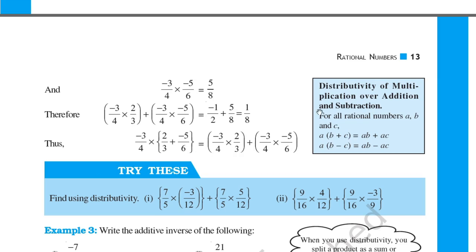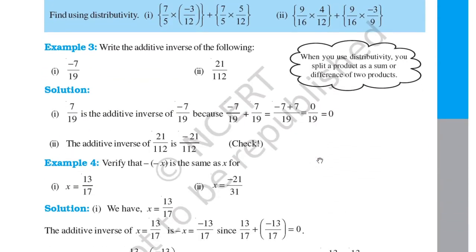So this is the distributivity of multiplication over addition and subtraction. For all rational numbers a, b, c, a into (b plus c) is equal to ab plus ac. Here a into (b minus c) will become ab minus ac. So you can try the other examples.